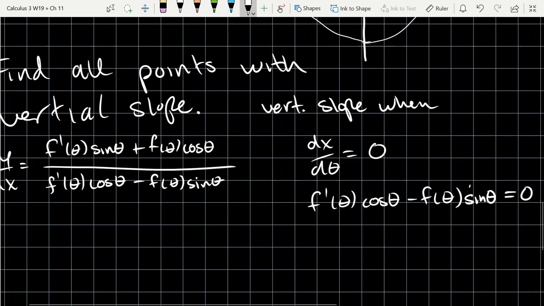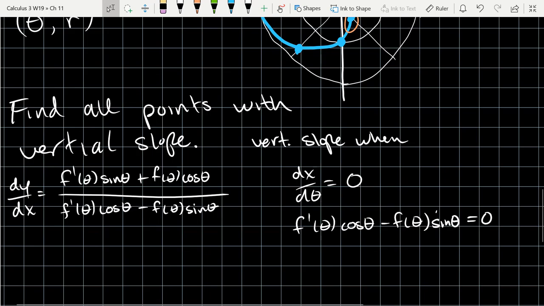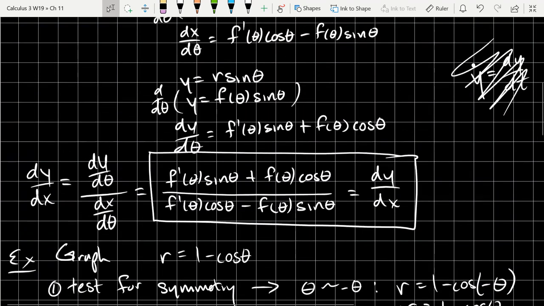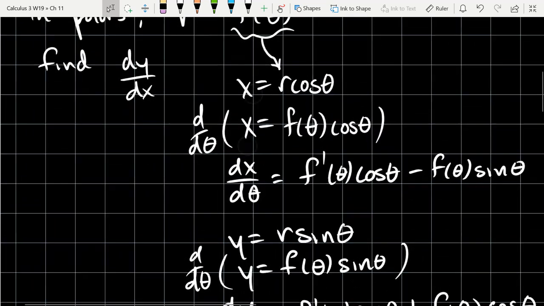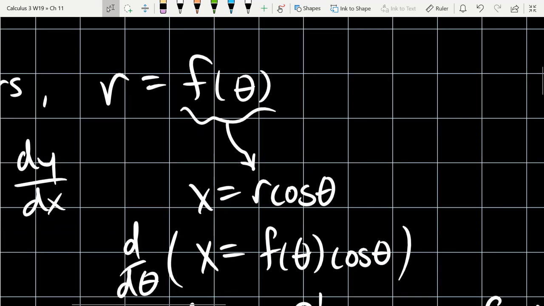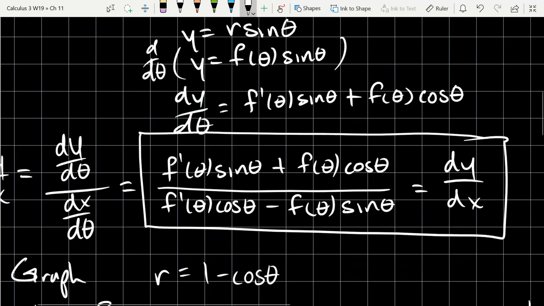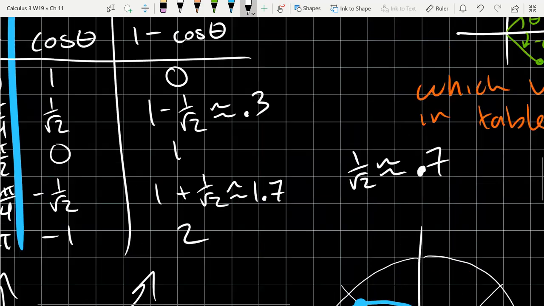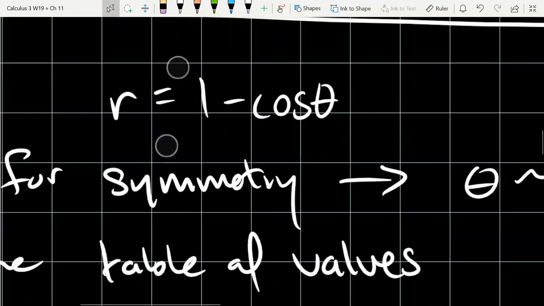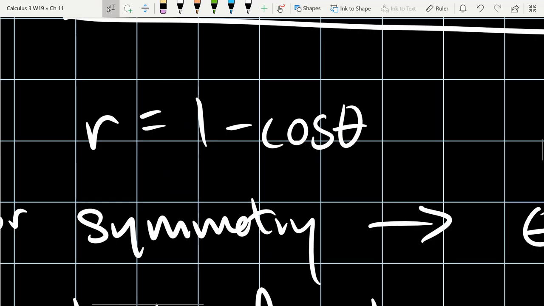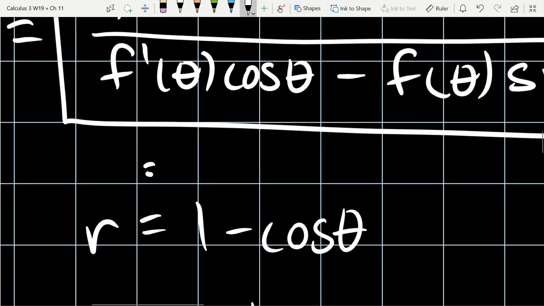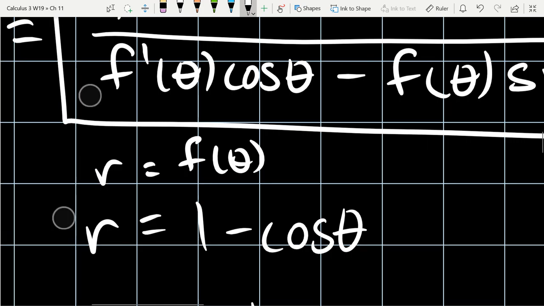The only thing I need to know now is what is f of theta? So let's go back to where we wrote all this down. And let's see what we use for f theta. All right, f theta is what equals r. So let's go back to our problem. Somewhere over here. All right, easy question. What's f of theta? 1 minus cos theta. 1 minus cos theta is a thing that equals r, so that is f of theta right there. Just rewriting r equals f theta. All right, so f of theta is 1 minus cos theta.